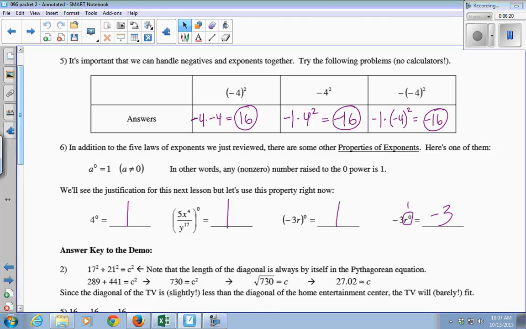Negatives and exponents together is the trickiest, and I think most people stumbled most over this one. And I thought of another way to explain it, another reason why that works.